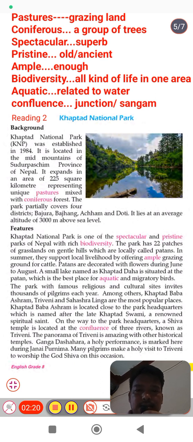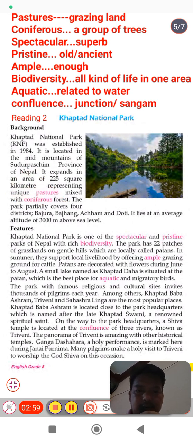It expands in an area of 225 square kilometers, representing unique pastures mixed with coniferous forest. So students, this park is spread over an area of 225 square kilometers, and here we can see different pastures, grazing land for the cattle. There are many grazing lands, and we can see groups of trees and a forest there.